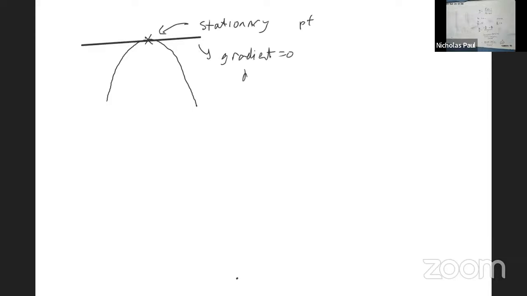So it means that dy/dx is 0, right? That's the way you find stationary points. So when dy/dx is 0, stationary points occur. All right, when dy/dx is 0.